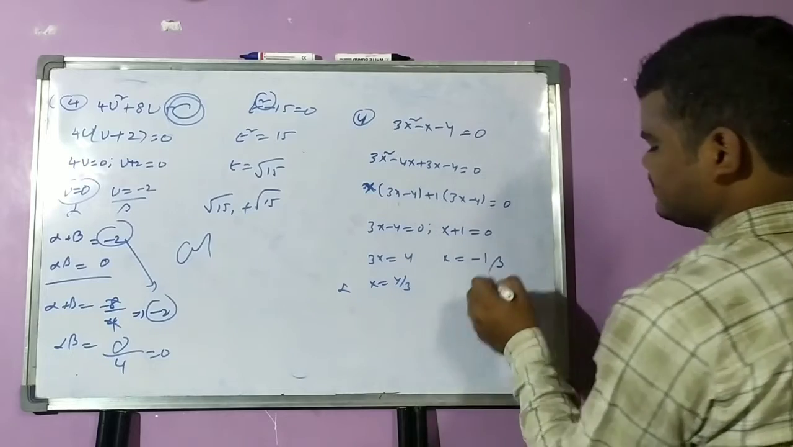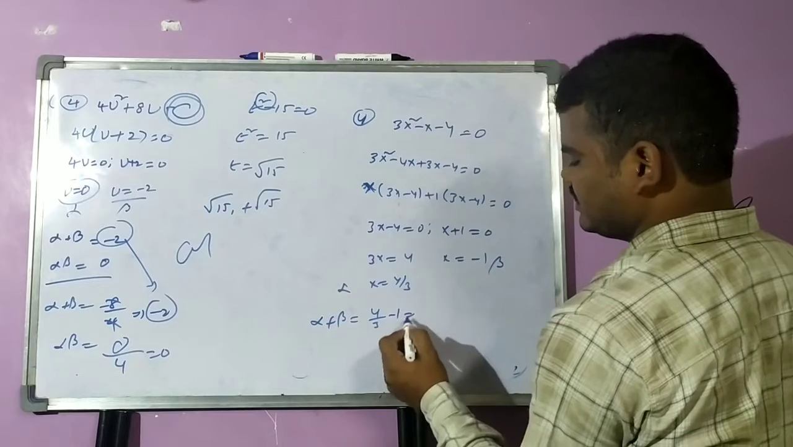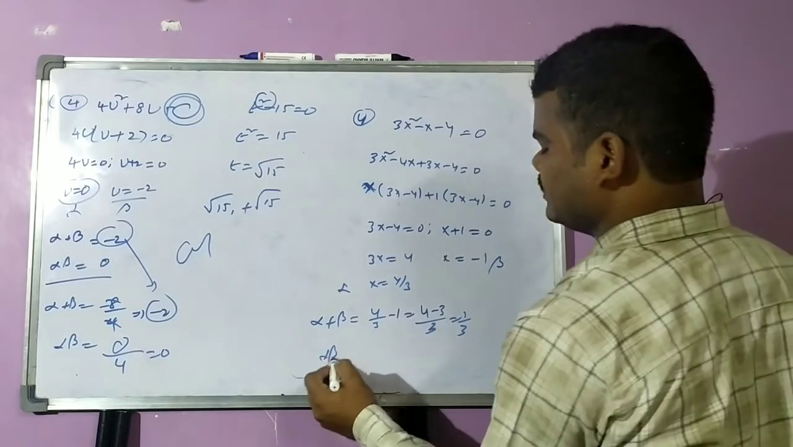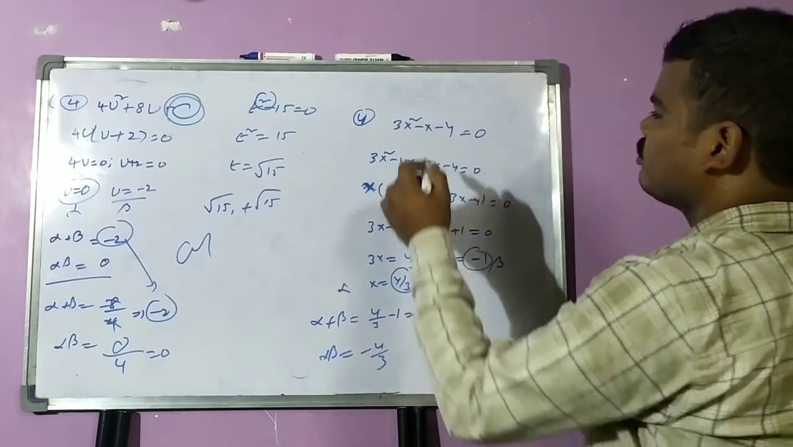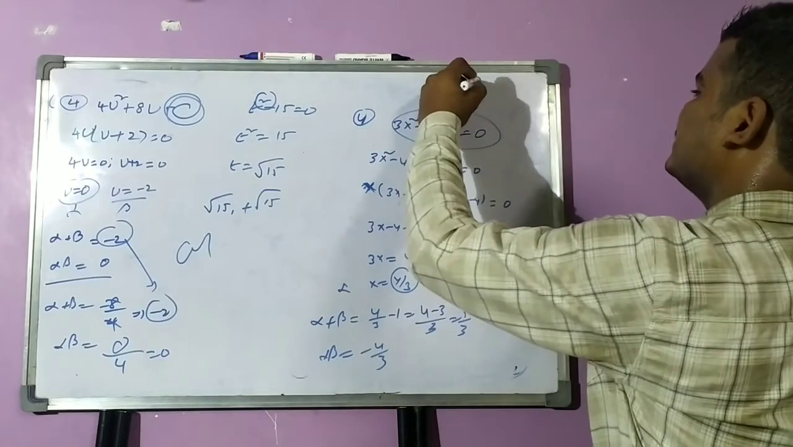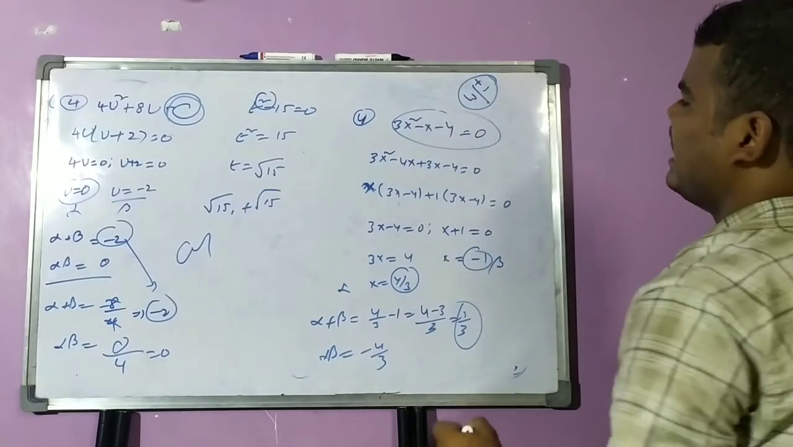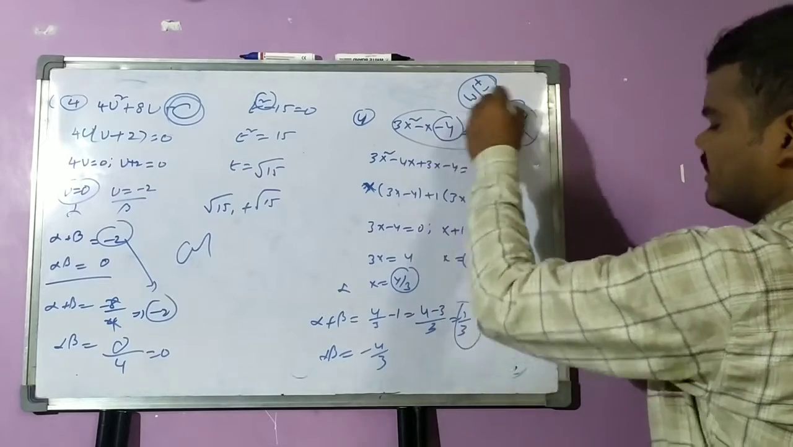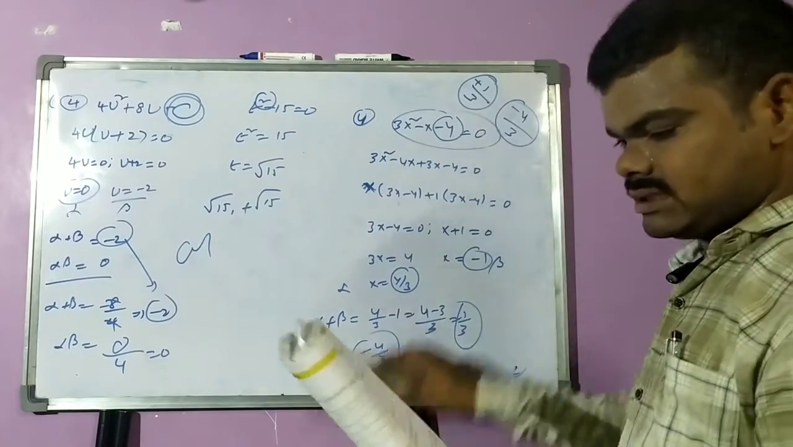This is alpha and this is beta. Take alpha plus beta: 4 by 3 minus 1. 3 1s are 3, 4 minus 3 by 3. This is 1 by 3. Alpha into beta, the product of these two things, is minus 4 by 3. Now coefficient verification. Minus b by a. Minus b means minus of minus 1, plus 1. B by a value is plus 1 by 3. Here it is 1 by 3. Alpha into beta is c by a. C value is minus 4, a value is 3. Minus 4 by 3. Here it is also minus 4 by 3. Coefficient verification also done. Next.